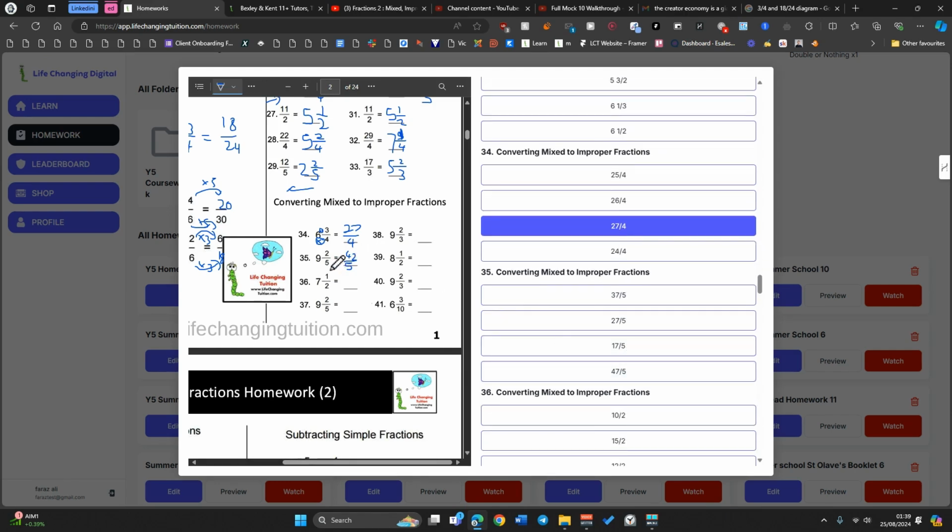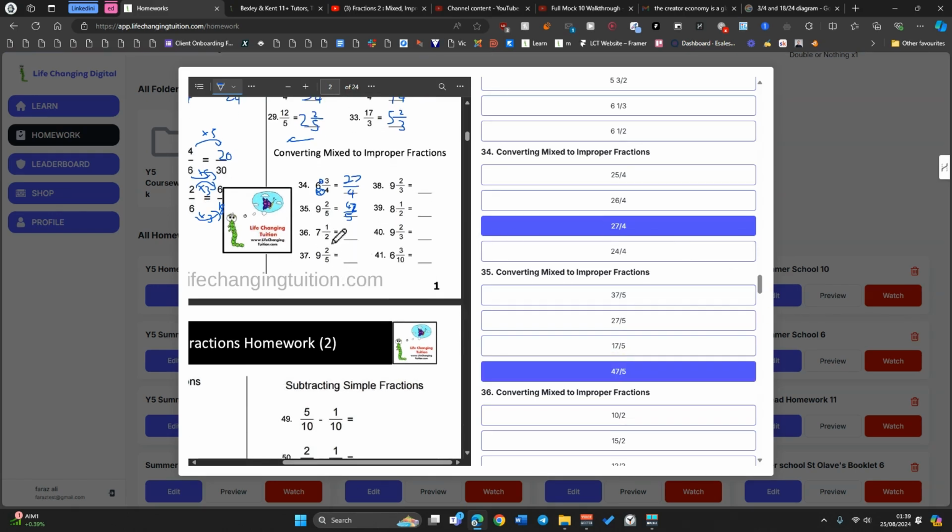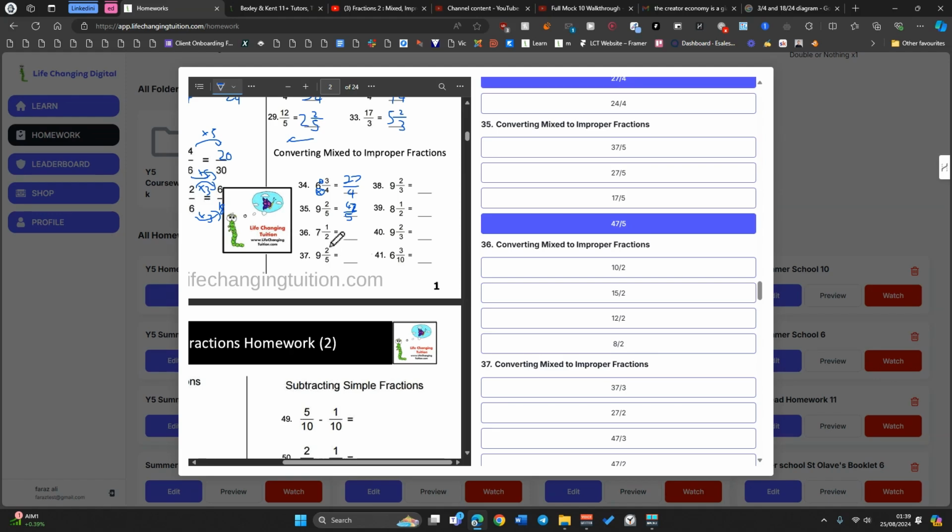Sorry, it looks like I made a mistake. 5 times 9 is 45, add the 2, that would be 47. There we go, 47 over 5. Okay, question 36. 2 times 7 is 14, add the 1 is 15, over 2. 15 over 2 is the answer.